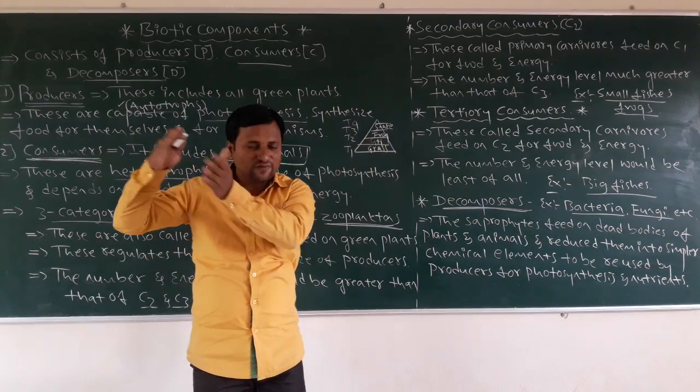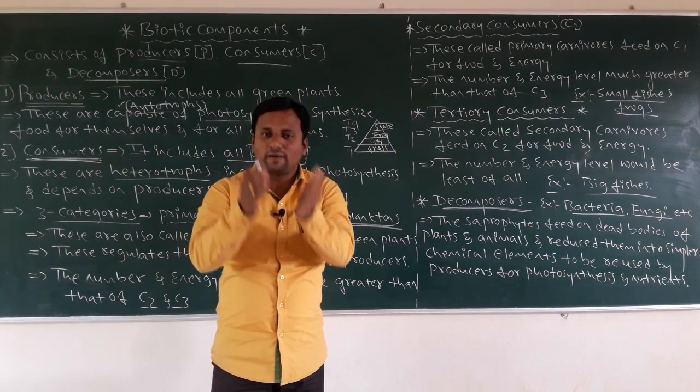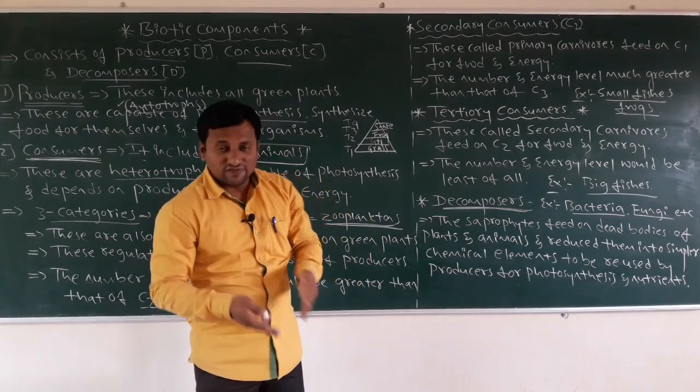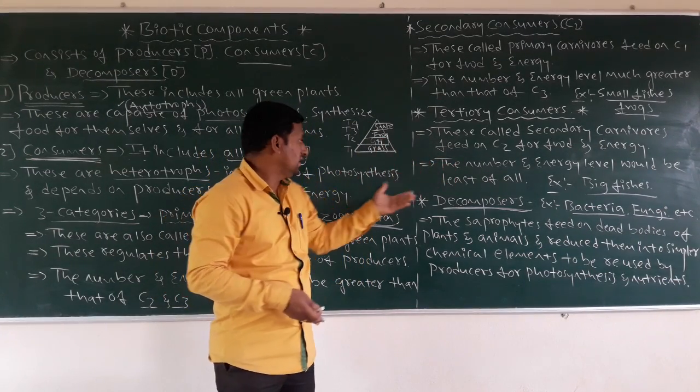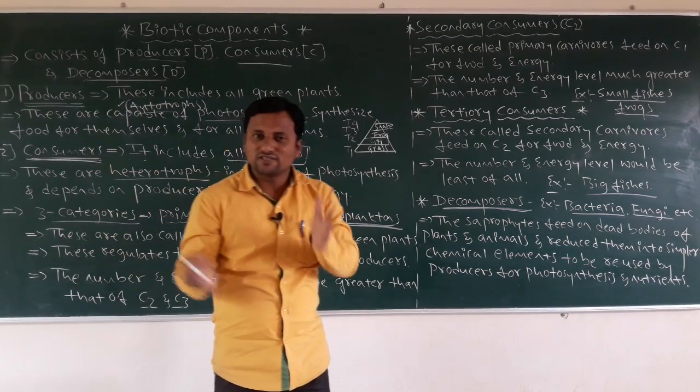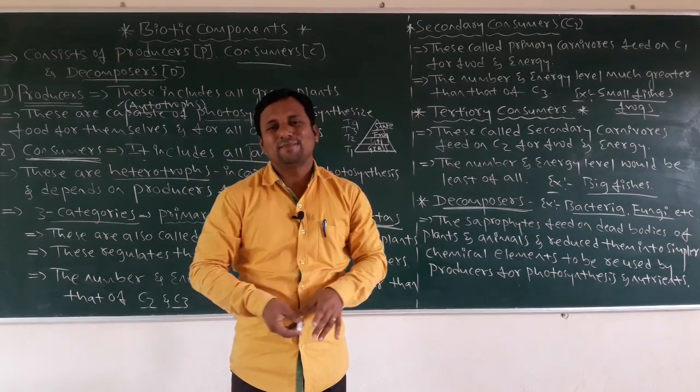That will have different habitats. If it is in a pond, then those are the phytoplanktons. If it is in a grassland ecosystem, it is called grasses. Like that, if it is in a terrestrial ecosystem, then the producers are nothing but plants.